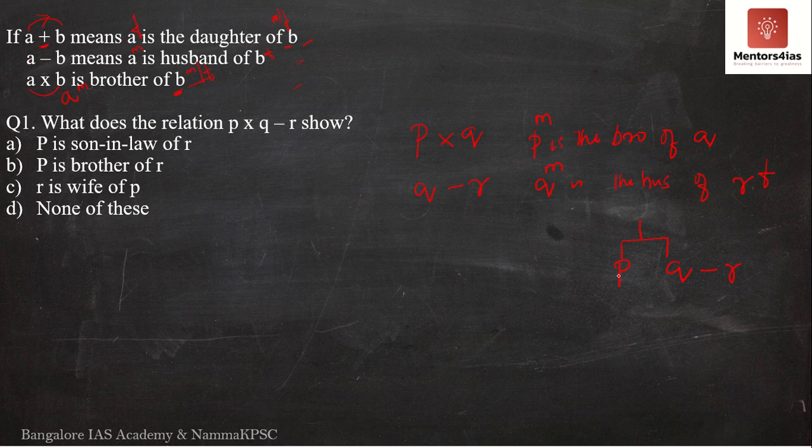Now, if this is the case, what does this entail? P is the brother-in-law of R, or I can also say R is the sister-in-law of P. Now this is the relationship between P, Q and R. So based on this relationship, I should be able to mark the answer.